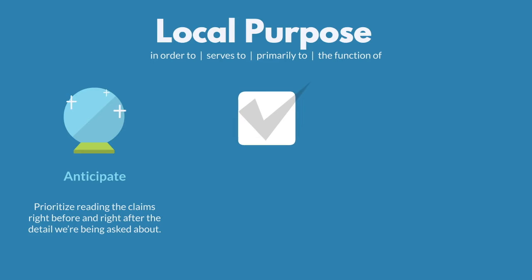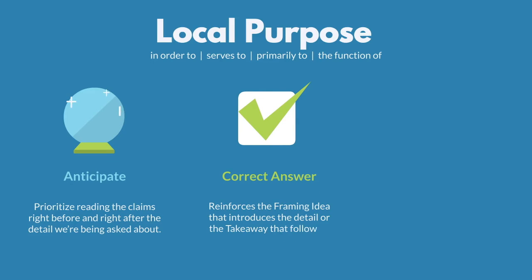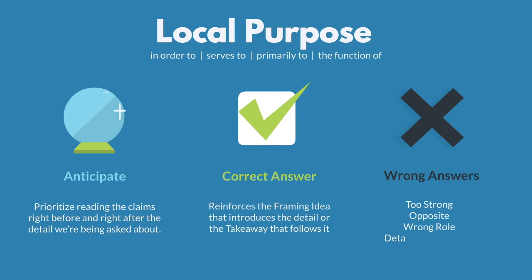So the correct answer should usually sound like it's reinforcing language that comes from a broader framing idea that leads into the detail, or a broader takeaway that follows the detail. Incorrect answers will often be too strong, go against what the author was doing. Sometimes they'll just make up a purpose, a role that doesn't reflect anything the author was ever trying to do. And a lot of incorrect answers try to pull wording from the detail sentence itself in case students got lost in the cream and forgot to check on those cookies.